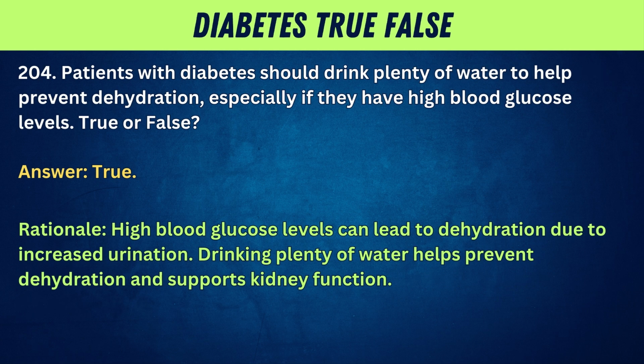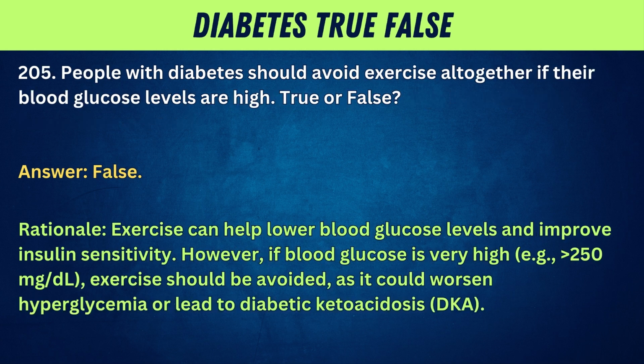204. Patients with diabetes should drink plenty of water to help prevent dehydration, especially if they have high blood glucose levels. True or false? Answer: true. Rationale: high blood glucose levels can lead to dehydration due to increased urination. Drinking plenty of water helps prevent dehydration and supports kidney function.